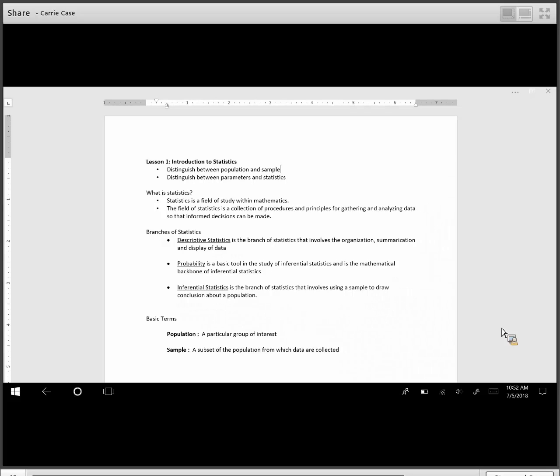What is statistics? Statistics is a field of study within mathematics. The field of statistics is a collection of procedures and principles for gathering and analyzing data so that informed decisions can be made. There are three major branches of statistics. Descriptive statistics, which is the branch of statistics that involves the organization, summarization, and display of data. Probability is a basic tool in the study of inferential statistics and is the mathematical backbone of inferential statistics. And then inferential statistics is the branch of statistics that involves using a sample to draw a conclusion about a population. We'll study all three of these.